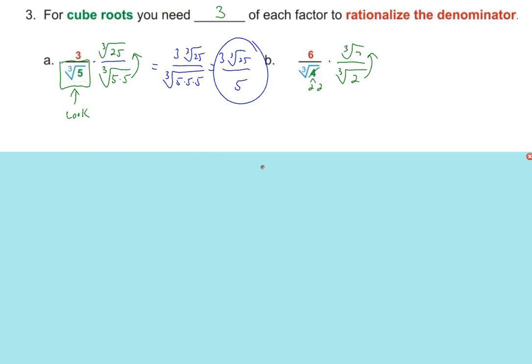Whatever I do at the bottom, do the same thing at the top. All right, I'm going to use a little color here. The top is 6. I'm going to keep that red, times the cube root of 2.